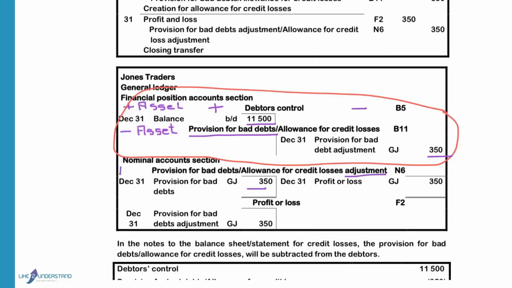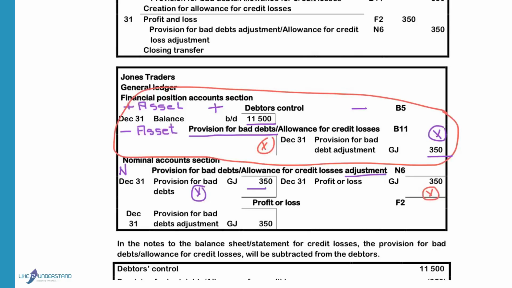So that means this is the only account that you have that can sometimes be an income and sometimes an expense, depending on what happens in the provision for bad debts account. If we increase the provision for bad debts on the credit side, then we will record it in the provision for bad debts adjustment on the debit side, and it will be an expense. If we decrease the provision for bad debts on the debit side, then we will credit the provision for bad debts adjustment, and the amount will be an income.